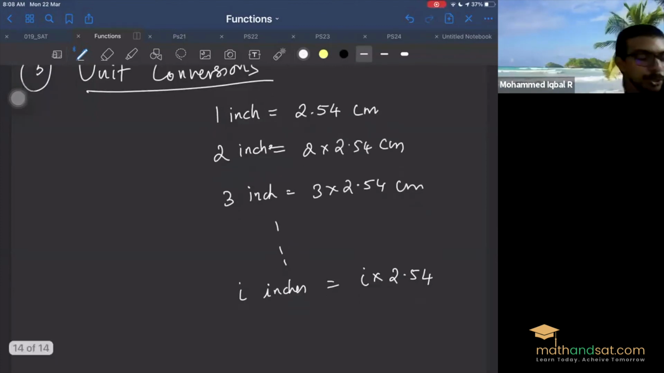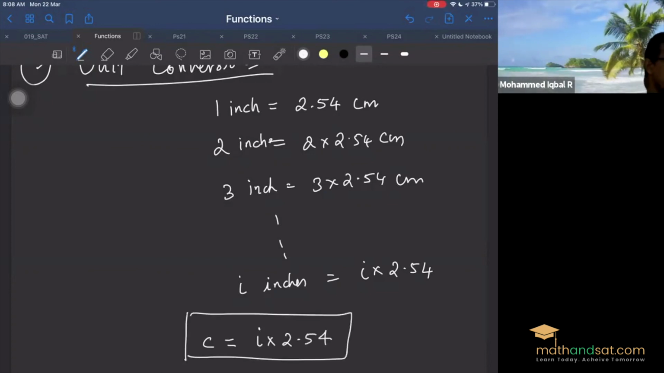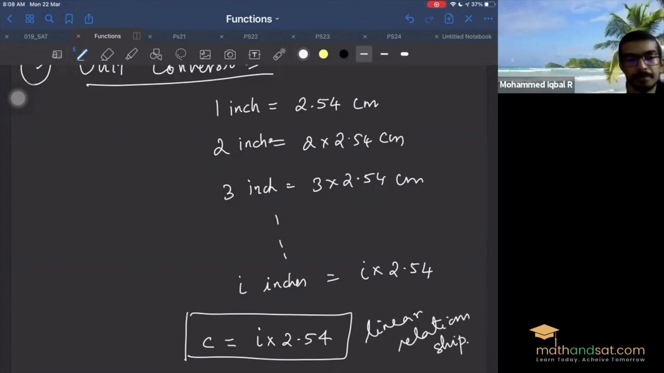So the same quantity when represented in centimeters, if it is C, and when represented in inches is I, the relationship between C and I will be C is equal to I times 2.54. This is going to be a linear relationship between C and I.